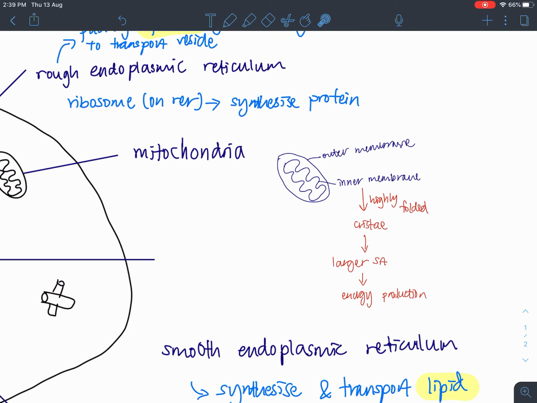This in red pen is the function of the inner membrane, the function of the mitochondria. So the inner membrane is highly folded to form cristae, while cristae have a large surface area, because it's highly folded to form a large surface area of cristae for more energy production.